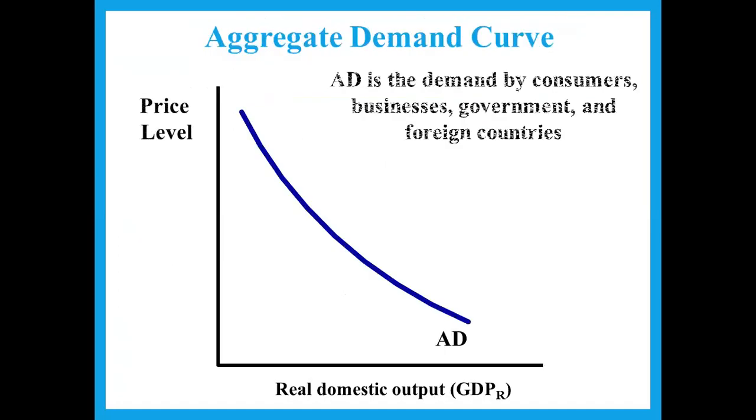Okay, so here's what it's going to look like: a downward sloping demand curve. It's a regular demand curve. It's simply all of the demand curves added together. As you see down there, aggregate demand is actually made up of the same 4 components of real GDP, which is why sometimes you will see real GDP instead of output on the x-axis.